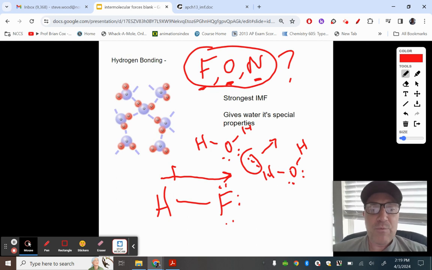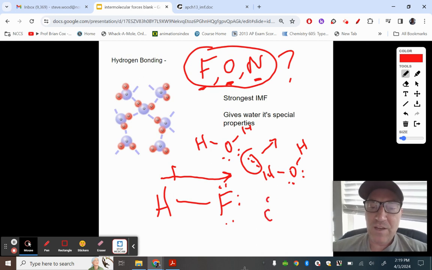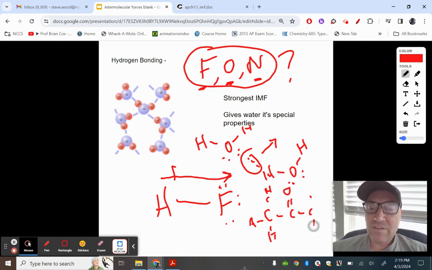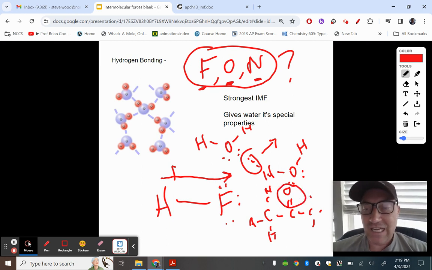You recognize it when you see F, O, or N. Now, it has to be bonded to H for it to be a hydrogen bond. So, for example, if you see something like this, H, and then, I'll just draw this out, just because, why not? There's a bunch of H's here, but the O is not connected to an H. It's not hydrogen bonded. This is dipole-dipole. It's polar. It's not symmetrical.